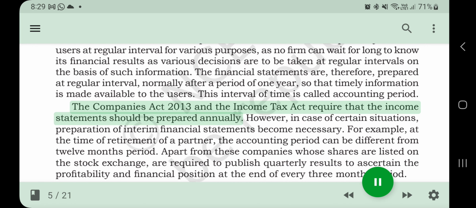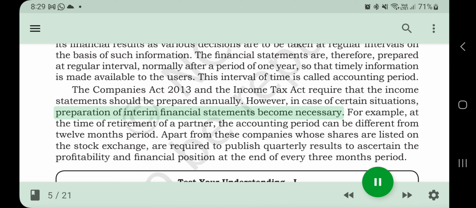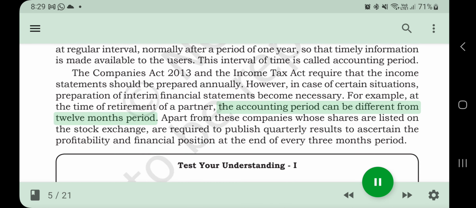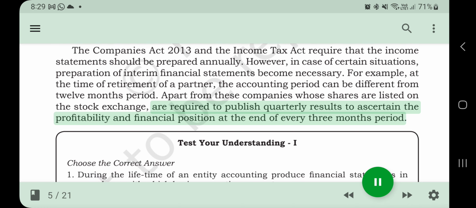The Companies Act 2013 and the Income Tax Act require that the income statements should be prepared annually. However, in certain situations, preparation of interim financial statements becomes necessary. For example, at the time of retirement of a partner, the accounting period can be different from a 12 months period. Apart from these, companies whose shares are listed on the stock exchange are required to publish quarterly results to ascertain the profitability and financial position at the end of every 3 months period.